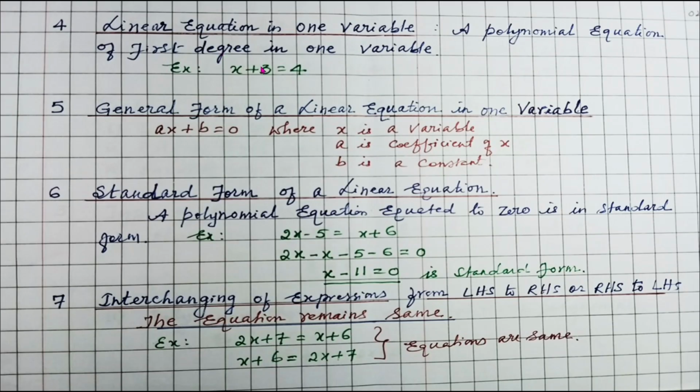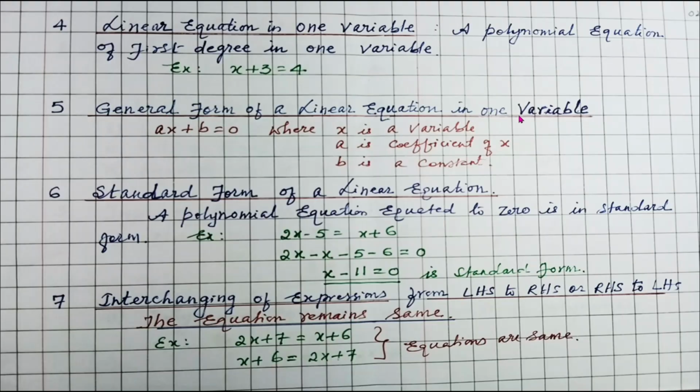Now linear equation in one variable. A polynomial equation of first degree in one variable is known as linear equation in one variable. Let us take an example here. X plus 3 is a first degree polynomial. There is equality sign here. In the LHS we have got x plus 3 and the RHS we have got 4. Therefore it is a linear equation of first degree in one variable because there is only one variable here.